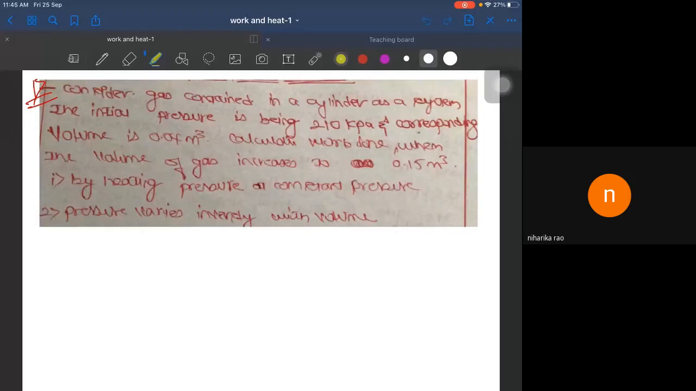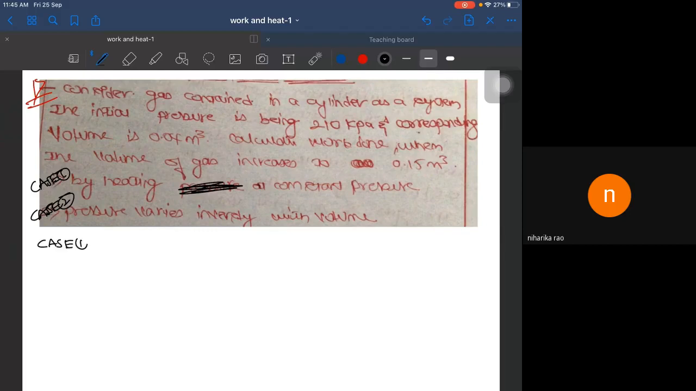And second, the pressure varies inversely with the volume. So there are two cases for this, and you have to judge which one is which. By heating at constant pressure is the first case, and the second case is pressure varies inversely with the volume. Let us solve for case one now.